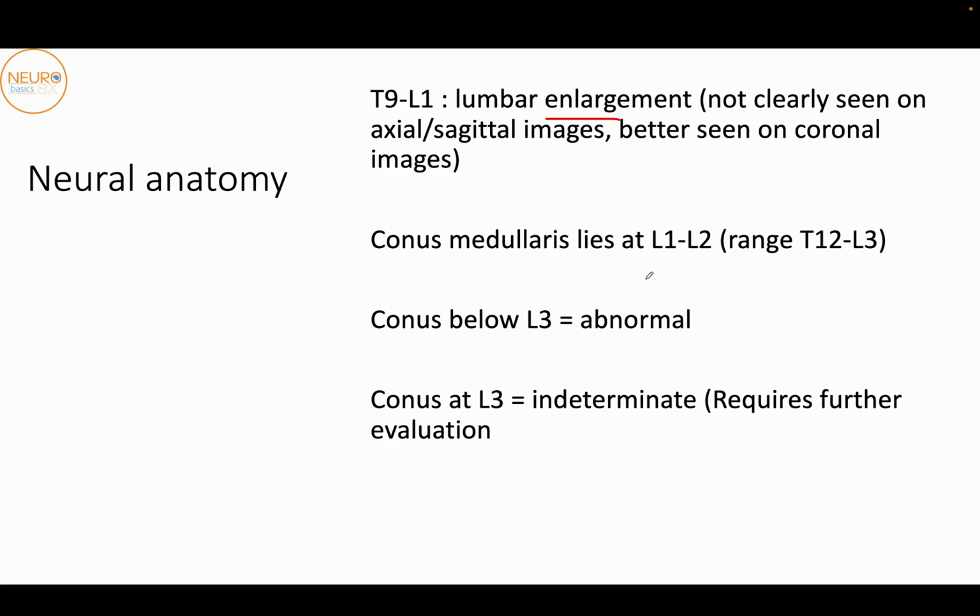The conus medullaris, which is the end of the spinal cord, usually lies at L1 to L2, but it can lie anywhere between T12 to L3. A conus lying below L3 is definitely abnormal and is a low-lying cord. If it is lying, on the other hand, at the level of L3, that's a little bit more indeterminate. You're not sure if it is abnormal or not, so we have to further evaluate to check for a tethered cord there.